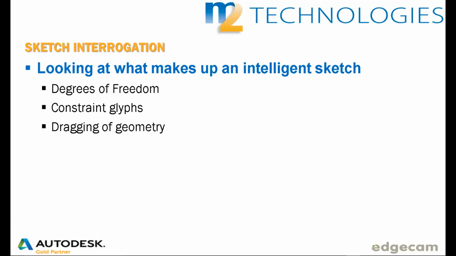Now that we've seen a few pointers on creating a good initial sketch, let's take a look at how to interrogate a sketch someone else or you has previously created. We're going to take a look at how it was constrained, if anything is unconstrained, and how to predict what will happen to a sketch should dimensions be edited or added in the case of an under-constrained sketch. To do this, we're going to take a look at what makes up an intelligent sketch, including degrees of freedom, constraint glyphs, and dragging of geometry.